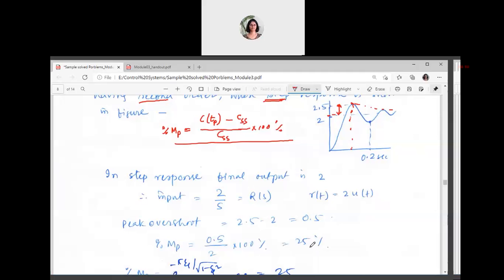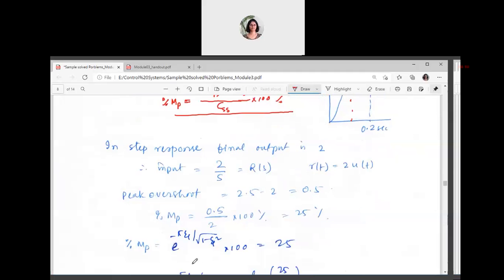And this can be written equal to the expression that we know, e to the power minus pi zeta by root over of 1 minus zeta square, into 100. This is the percentage overshoot for a second order system that we know. So I can now equate these two.